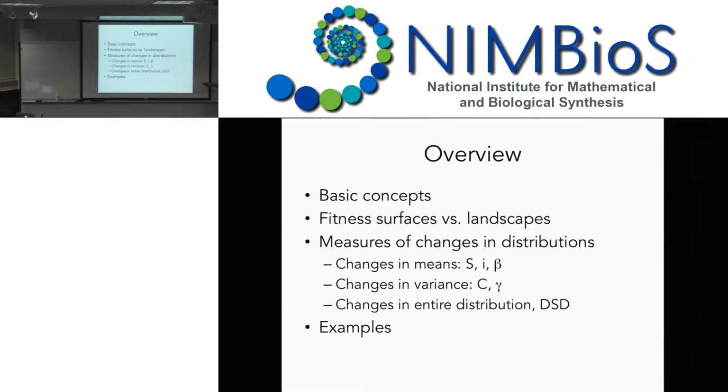We'll talk about C and gamma for changes in variance. These, for a single trait, are basically scale versions of one another. When we talk about multiple traits, the distinction is quite important. S and C are direct measurements that you see. Beta and gamma in multiple traits are ones that adjust for correlations among your measured traits. So we'll talk quite a lot about that. We'll also talk about a particular metric which looks at the change in the entire distribution. Then we'll talk about some examples. Okay? That's kind of where we're headed.